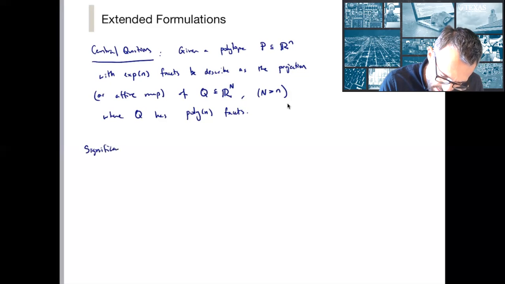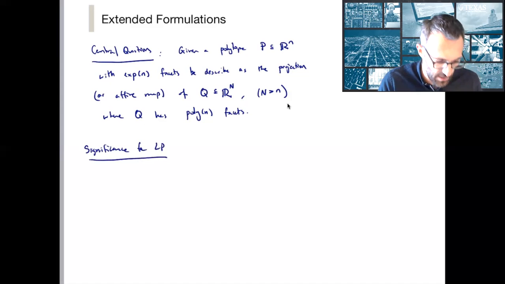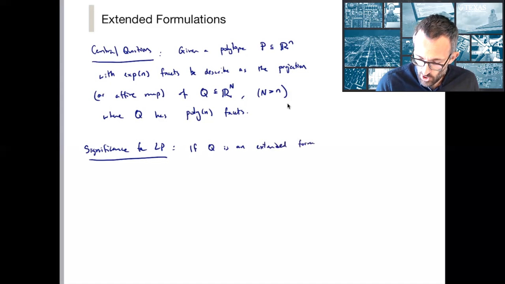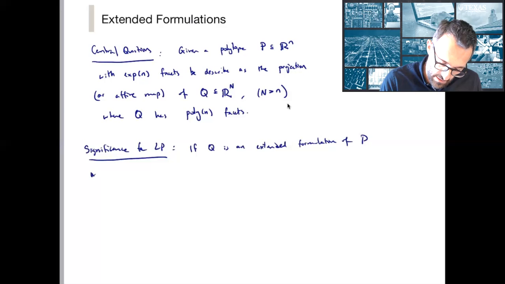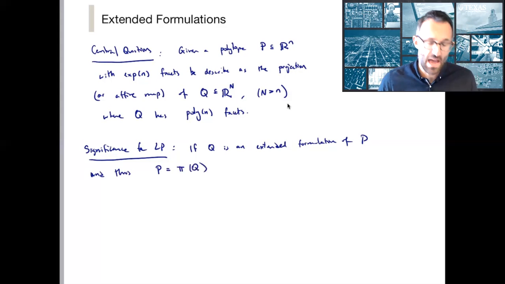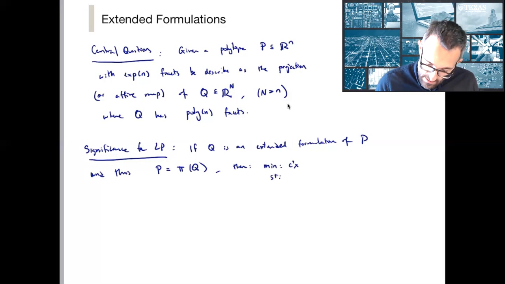So the significance for linear programming is that if indeed Q is an extended formulation of our polytope P, and thus P is some affine map of Q, then we can always write our LP, minimize c transpose x, subject to x in P, as the problem of minimizing.